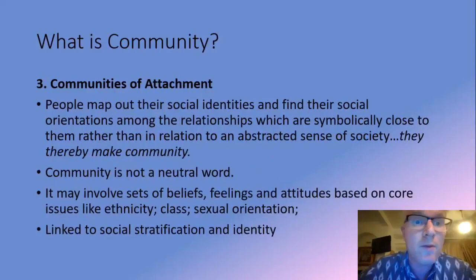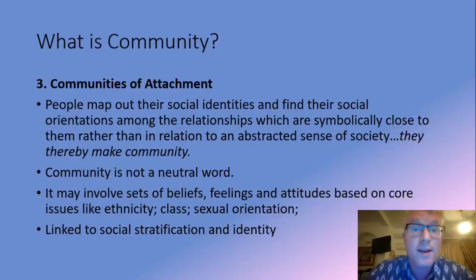The third type of community, which is referred to in the literature, is communities of attachment. In essence, people map out their social identities and find their social orientations among the relationships which are symbolically close to them, rather than in relation to an abstracted sense of society. They therefore make their own community. And it's important to note that community is not a neutral word. It may involve sets of beliefs, feelings, attitudes based on core issues around ethnicity, class, sexual orientation.